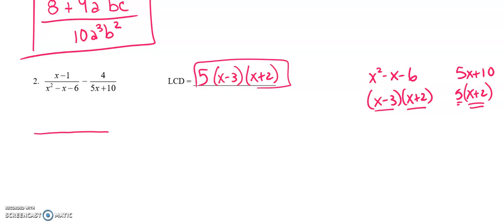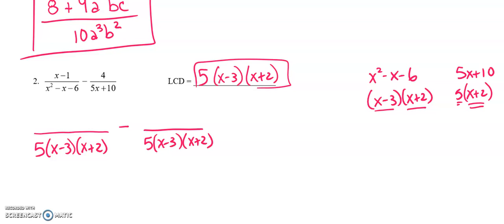So I'm going to write my two fractions. I'm going to write out the denominator that I need for both. Now, if you remember, this one factored into an x minus 3 and an x plus 2. This one factored into a 5 times an x plus 2. So I compare my denominators and I say, well, what's missing? I already had the x minus 1 on top. What's missing? I'm missing the 5. I've got the x minus 3's. I've got the x plus 2's, so I'm only missing the 5.